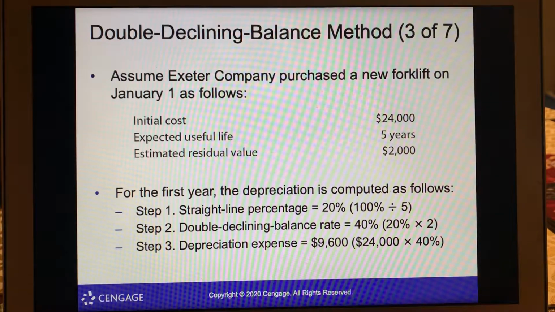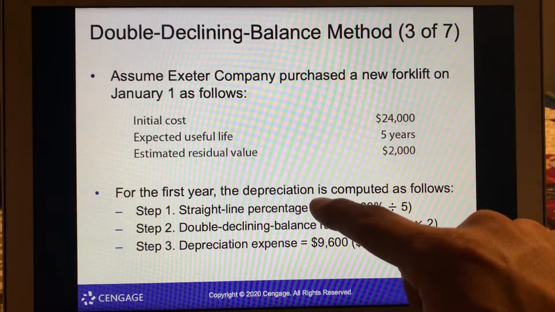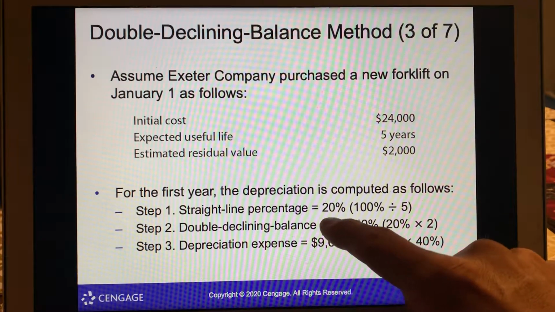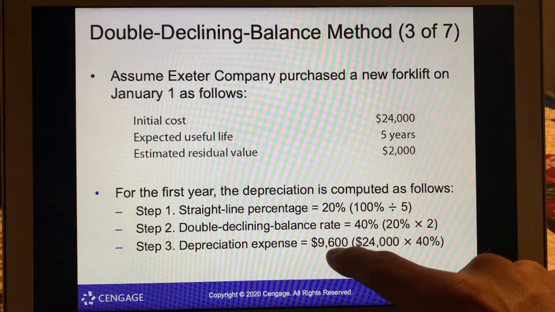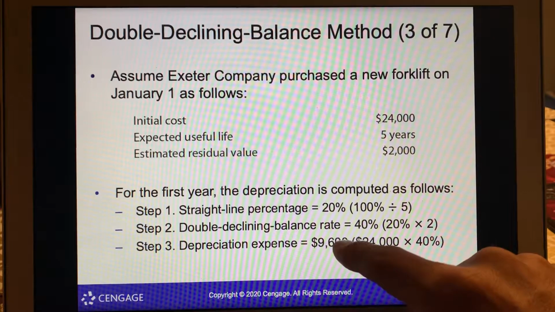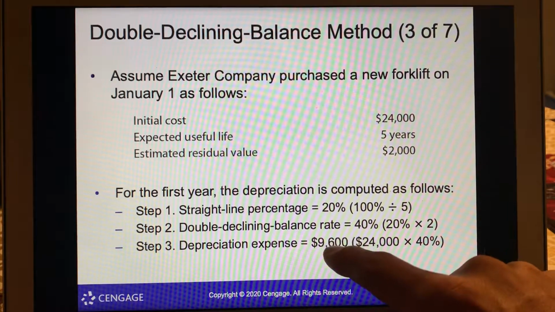So here's an example. 24,000, 5 years, residual value will be 2,000. So straight line is 20%. Double declining will be 40%. So our depreciation expense is going to be 9,600. Notice in year 1 it's 9,600. Before it was 4,400. Yeah, it was 4,400. So keep that in mind. You're expensing out sooner.